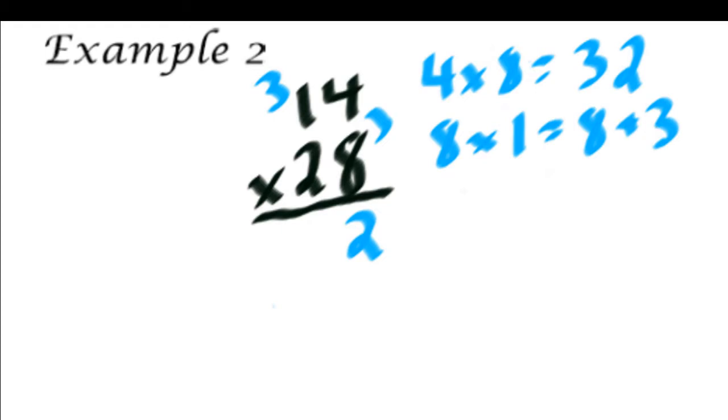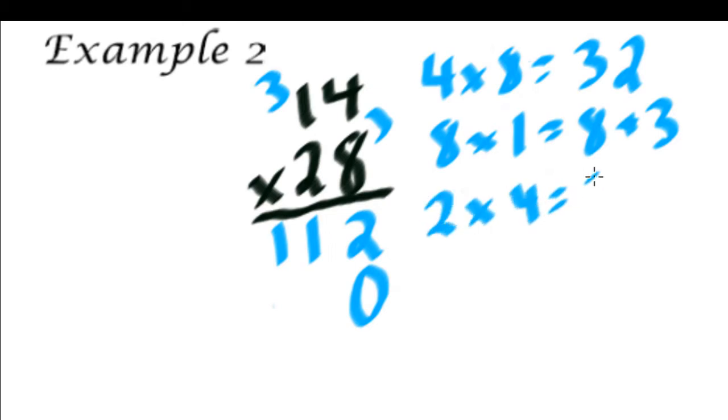Now I must multiply the 2 by both the 4 and the 1 above it. Because this 2 is a tens-digit number, however, it is important that we put a 0 in the ones place of the second row. And from there, I can multiply 2 times 4. That'll give me 8. I can drop that into the tens place. And then finally, 2 times 1, which will give me 2. So in the second row, I get 280.